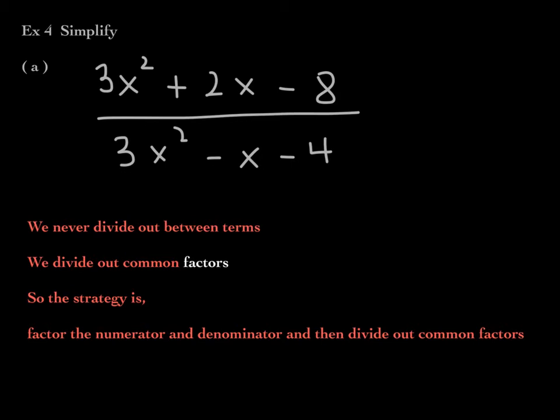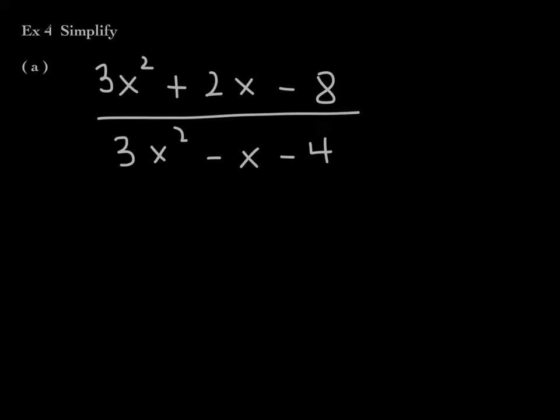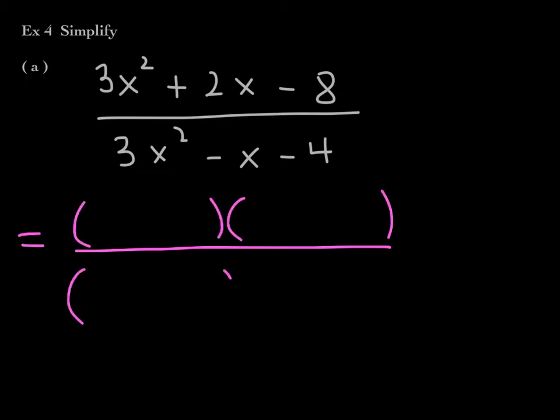So you may want to add this to your notes, okay? It's very important. We never divide out between terms, okay? We divide out common factors. So the strategy is factor the numerator, factor the denominator, and then divide out any common factors. All right, so thankfully we spent some time in the previous lesson reviewing how to factor, right? So our factoring skills will come in very handy here.